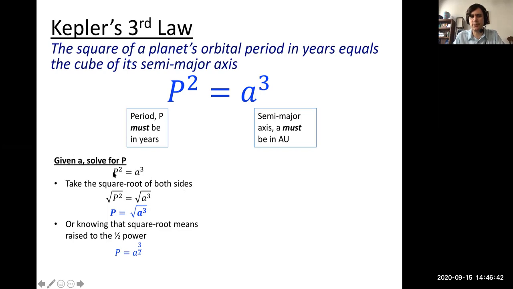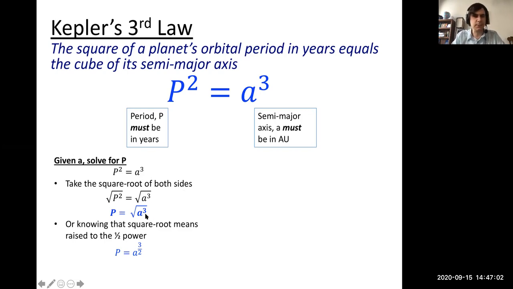And if you take the square root on one side, you've got to take the square root on the other side to keep everything equal. That's what the equal sign is telling us. So I take the square root of P squared, I take the square root of A cubed. And that just gives me P. That's what I'm looking for. I've solved for P, and it equals the square root of A cubed.